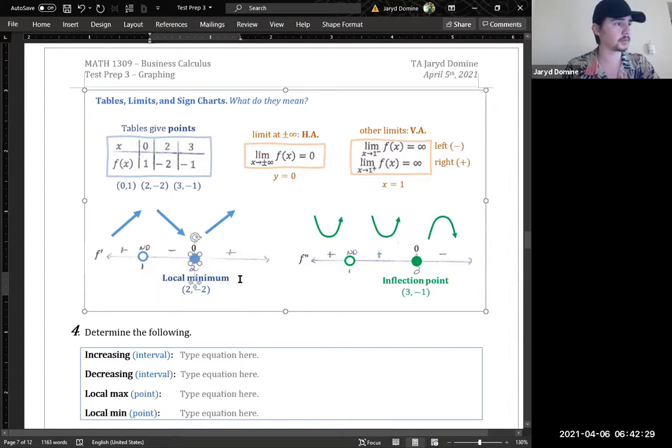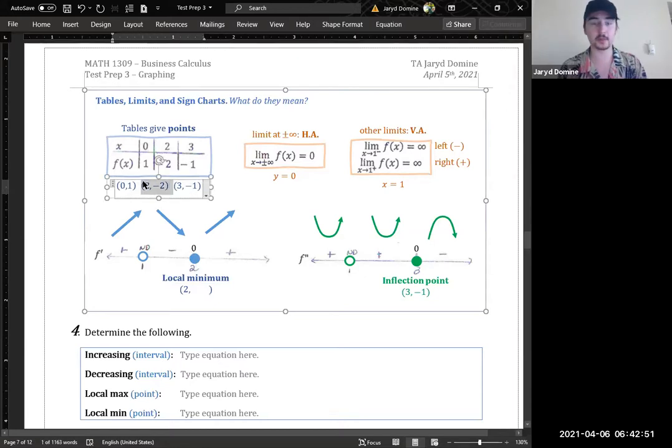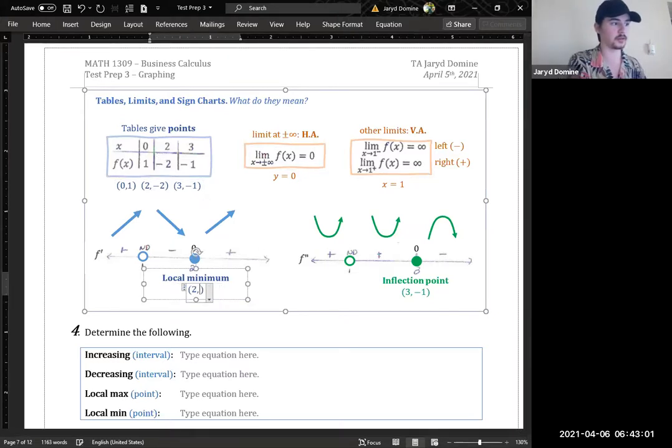But for this other critical point, as we go from decreasing to increasing, that's a minimum. That's the first derivative test. We go from decreasing to increasing, it's a minimum. So there's a minimum at x equals 2. But the question is, what is the actual point? We get that from the table. We know there's a minimum at 2. This table tells us what that actual point is. For x equals 2, we have a y value of minus 2. So we get the point (2, -2). That's going to be our local minimum.